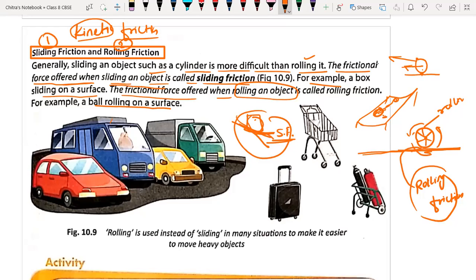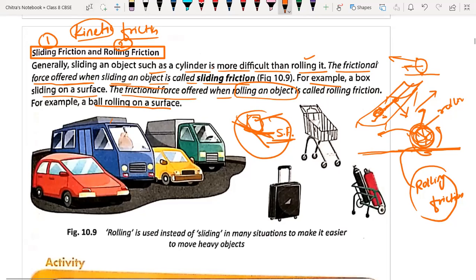Because here the sliding object is in moving condition and the rolling object is also in moving condition, but it is rolling. And if any child is sliding on that surface, it is not rolling, it is sliding. So whether they are sliding or rolling, they are in moving condition. If they are moving, it is kinetic, and the friction working between them is called kinetic friction, and it is of two types: one is sliding and the other is rolling friction. Okay? Okay, sir.